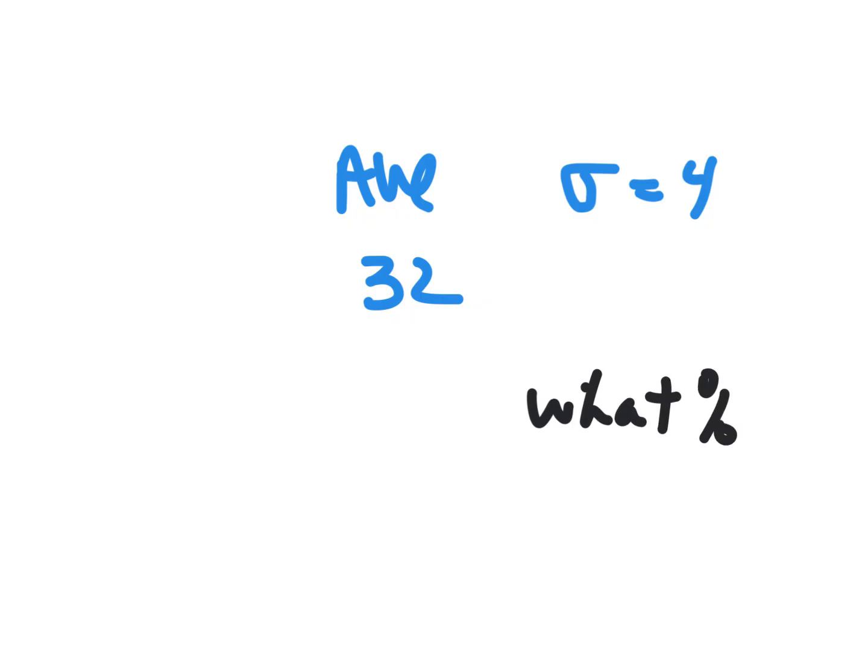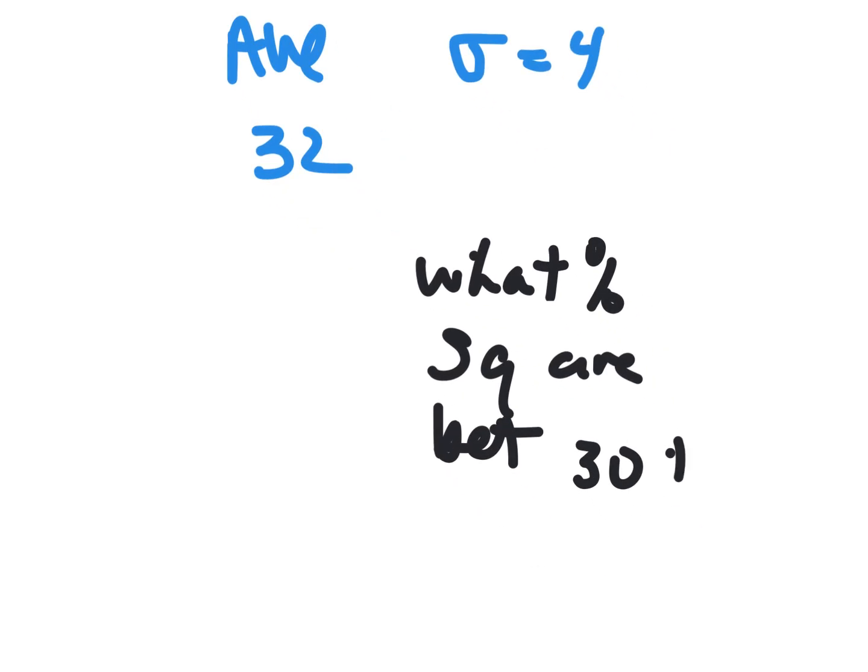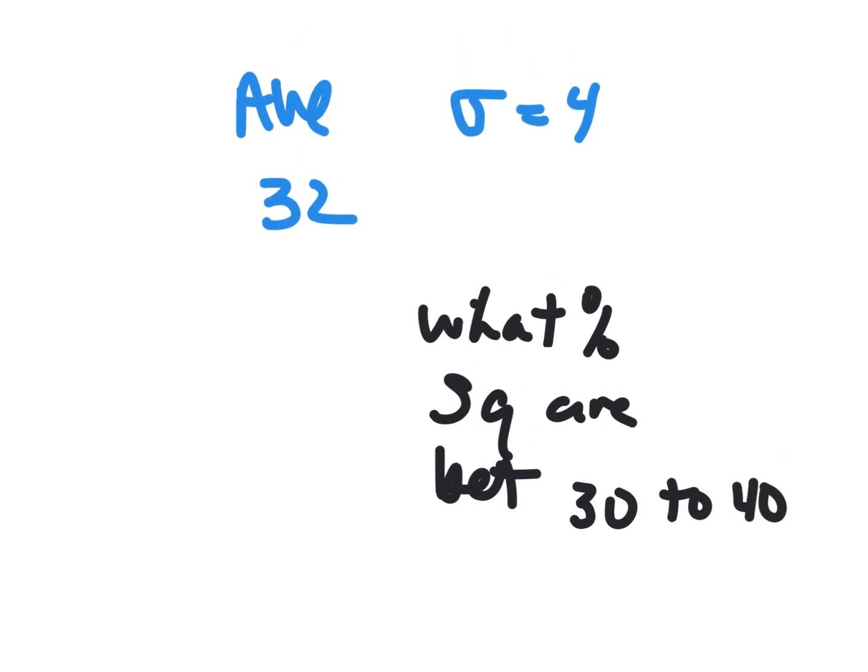All right, and now I'm going to change it down. If there's 16 ounces in a pound, the average squirrel is going to be 32 ounces. Next, I'm going to say the standard deviation is 4. Then I want to know what percent of squirrels are between 30 to 40 ounces.